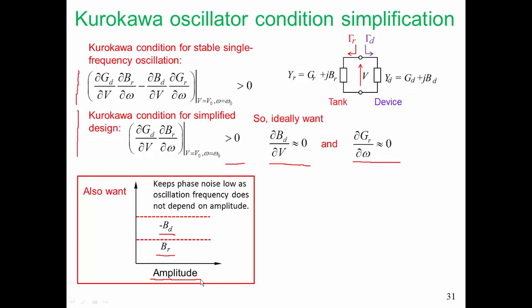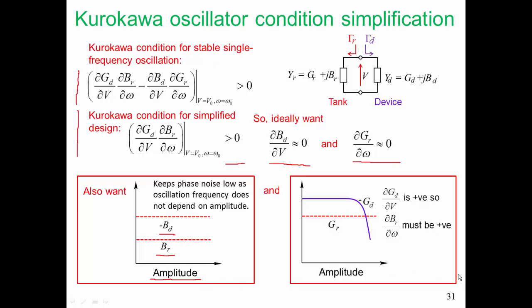The frequency of oscillation is largely determined when BR is equal to minus BD. We want to design our oscillator so only the susceptance determines our oscillation frequency and the conductances determine the amplitude of the oscillation. If we ensure that BD and BR are independent of amplitude, then we will keep phase noise as low as we possibly can. Any white noise that appears on the amplitude would translate into a frequency dithering if BR and BD were not independent of amplitude.